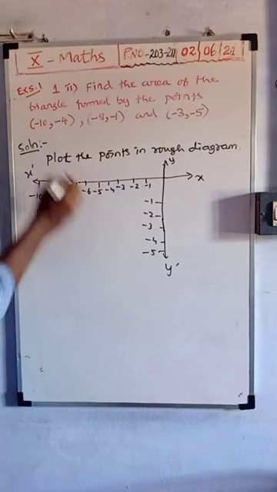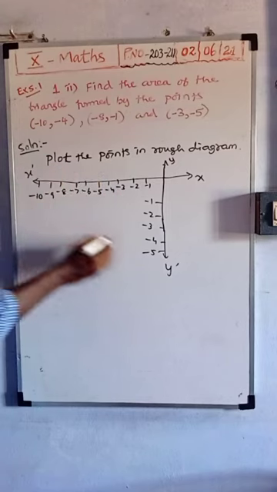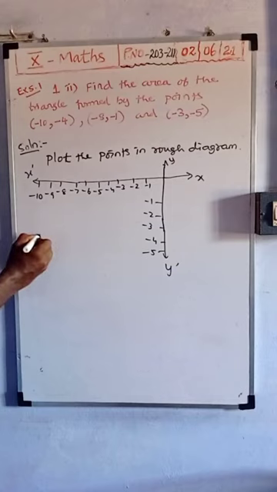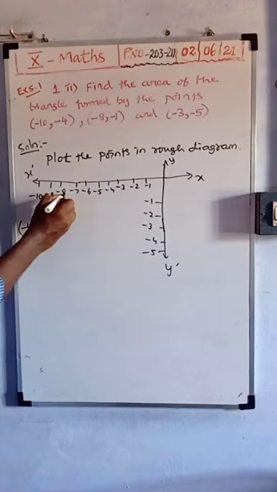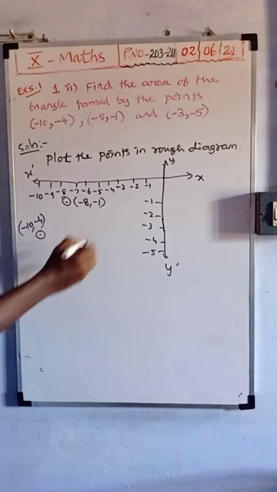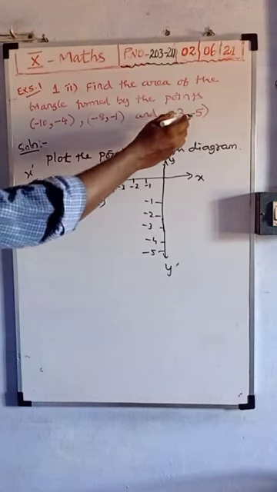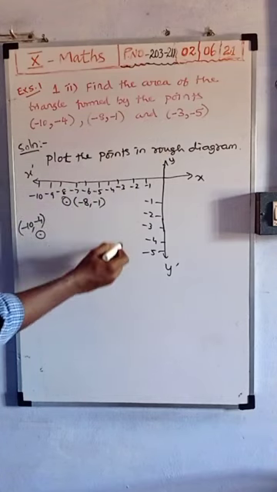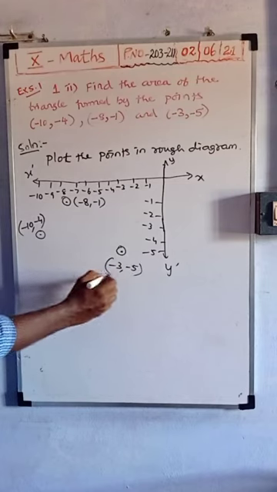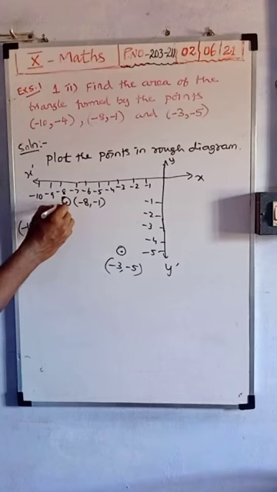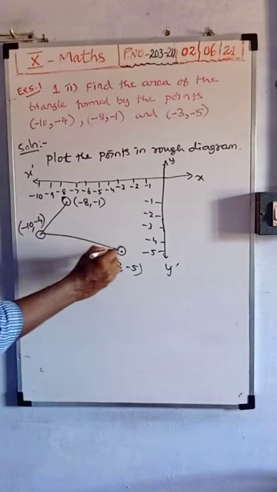Now -10 comma, x-axis -10, y-axis -4. So here we'll get -10 comma -4. Next -8, x-axis -8, y-axis -1. So here -8 comma -1. Next -3 comma -5, x-axis -3, y-axis -5. So -3 comma -5. Okay, now after plotting the points you want to join the points.